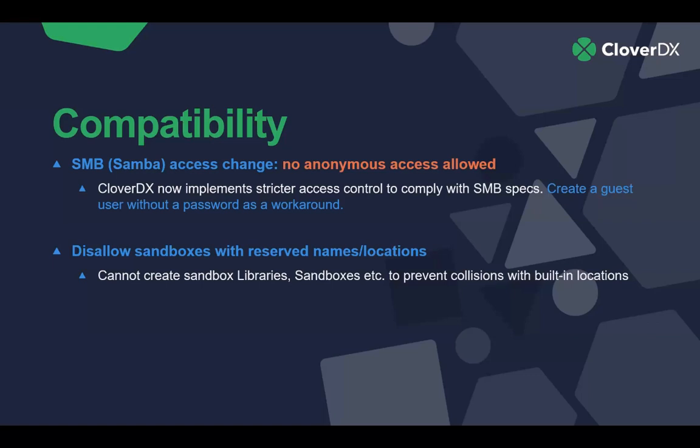The SMB, according to specification, doesn't allow anonymous access, even though many Samba servers are configured to allow it in some way. So the library doesn't allow that anymore, which means that if you are connecting to Samba from CloverDX, you should have a look whether you are using anonymous access or not. And if yes, you'll have to change that.